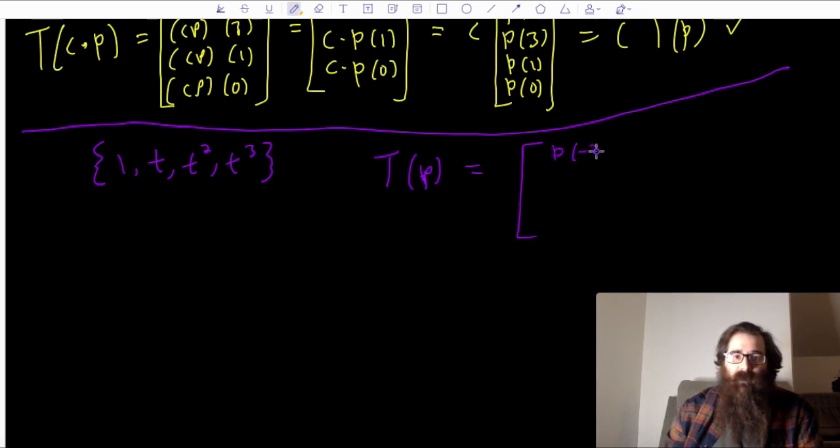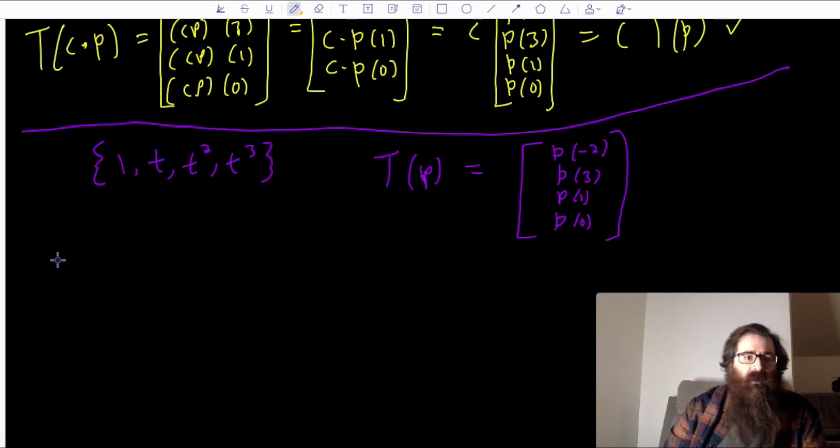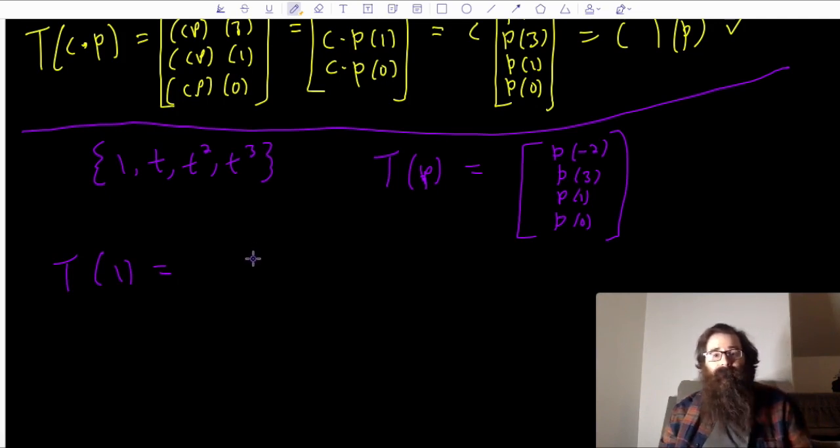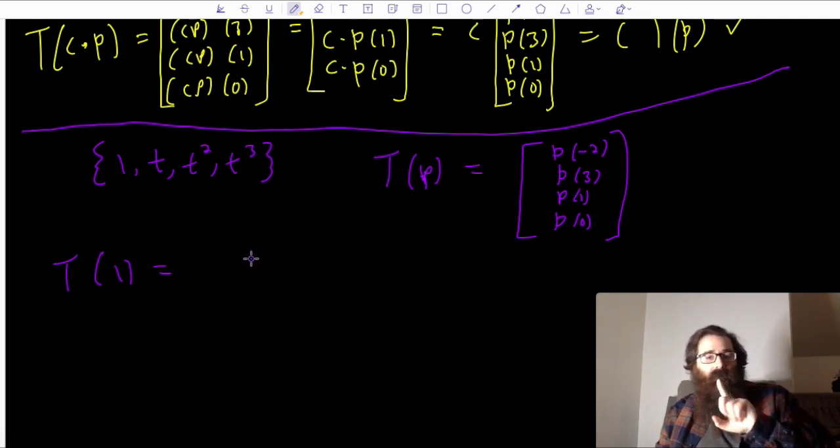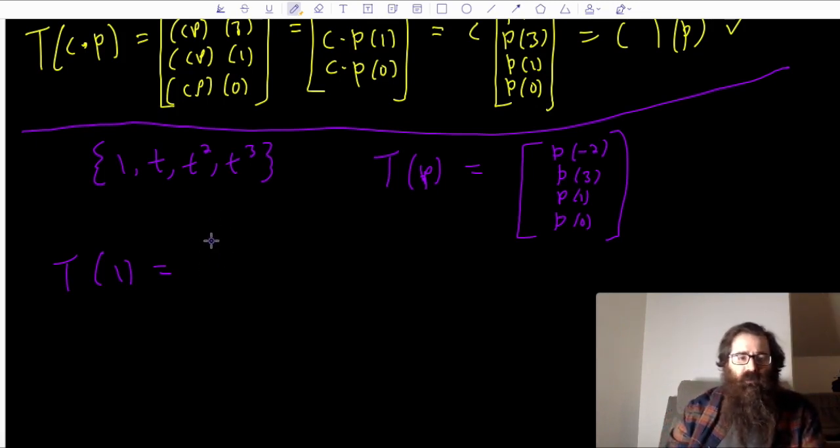It's going to be p evaluated at -2, p evaluated at 3, p evaluated at 1, p evaluated at 0. We're just plugging into polynomials. So if I start with the basis vector 1, think of the polynomial 1. You have the polynomial f equals 1, if that's familiar from calc, pre-calc. If I have the polynomial 1, and I'm supposed to plug -2 into it, well, there's nowhere to plug in. It's just going to give me 1 back out. Similarly, if I try to plug 3 into it, there's nowhere to plug it in. It's going to give me 1 back out. It's a constant polynomial.